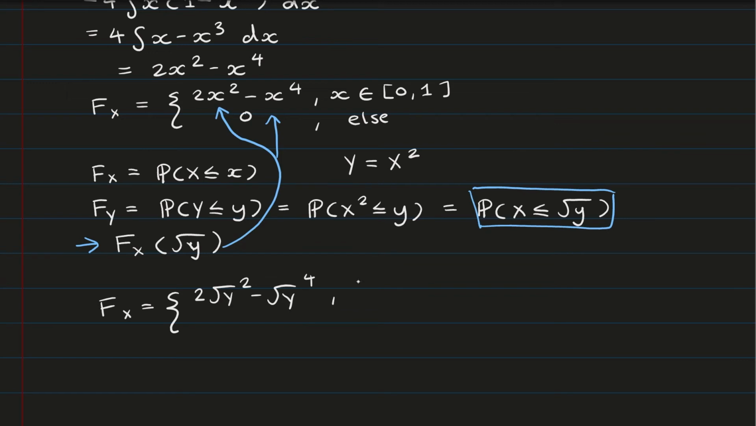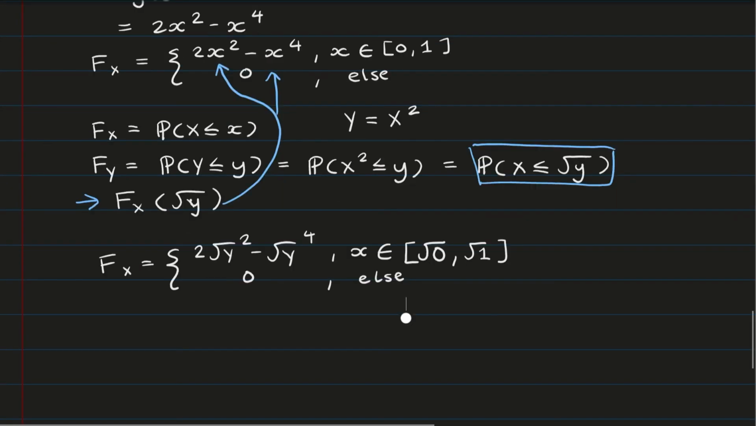And be very careful here. This might not change for this specific example, but you need to be aware that the range also changes. In this case, the range changes to the square root of 0 to the square root of 1. So you need to be aware that it is now in the range of square root of 0 and square root of 1, and not just 0 and 1. But that's trivial for this question since the values remain the same. And we have 0 elsewhere.